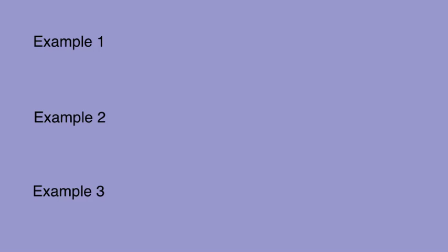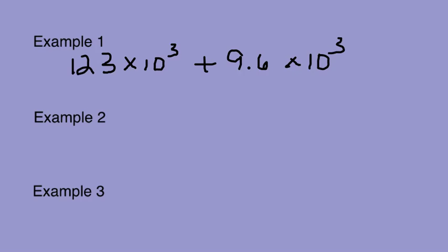Okay, you have 3 examples on the back of your notes, and I'm going to give you a hint on the first one. I will go ahead and change that to a power of 3, so you're going to have 123 times 10 to the 3rd plus 9.6 times 10 to the third. In the second one, you're going to move your decimal 3 places, so you're going to end up with 8,620 times 10 to the 7th, and I will let you finish that one.